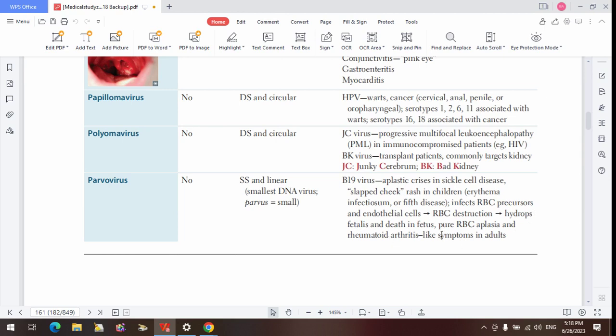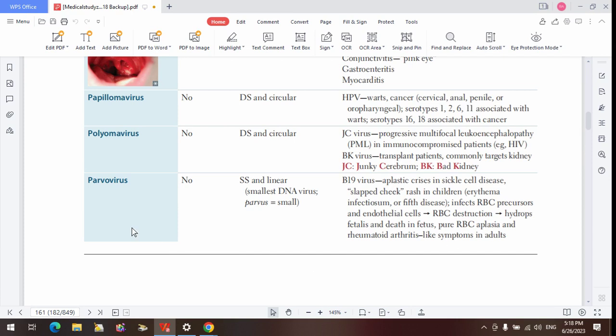So once you see hydrops fetalis, from hydrops means accumulation of water in a fetus from an infection, that is parvovirus they are talking about. And it can cause pure red blood cell aplasia. So pure red blood cell aplasia just means that you have destruction of all the precursors of the red blood cells. That's what it means. Aplasia of red blood cell.